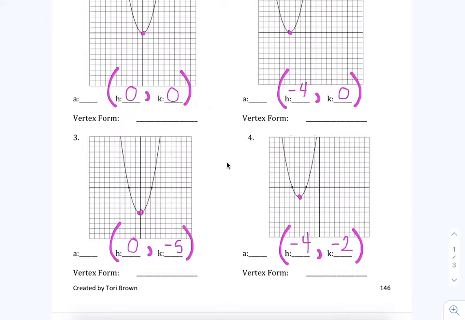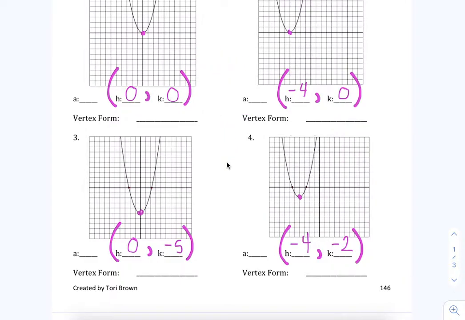So on the practice, when you fill in your answers and it's going to say H equals what, all you have to type in is a 0. It'll say K equals what? All you type in is 0. Does that make sense? Okay.